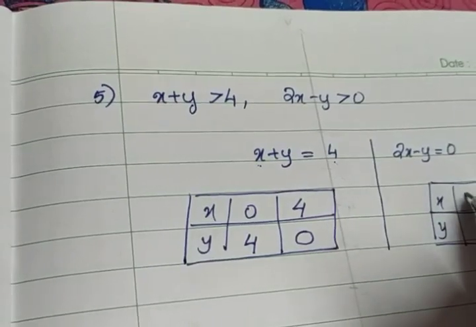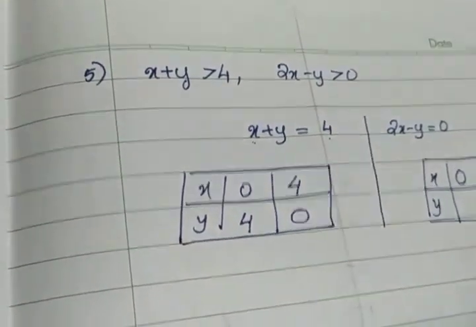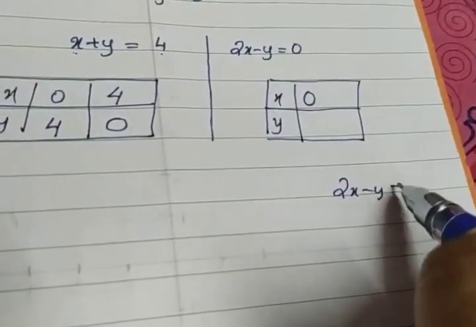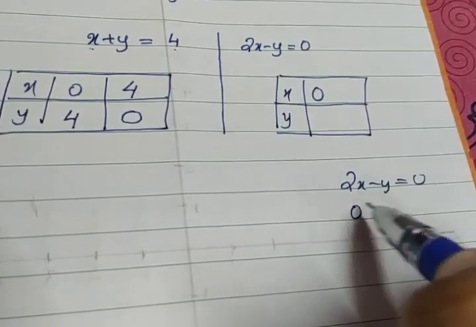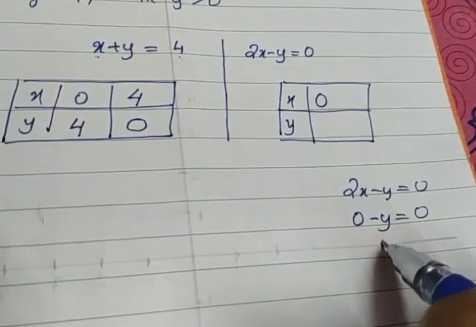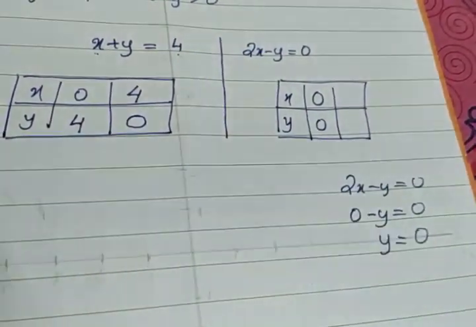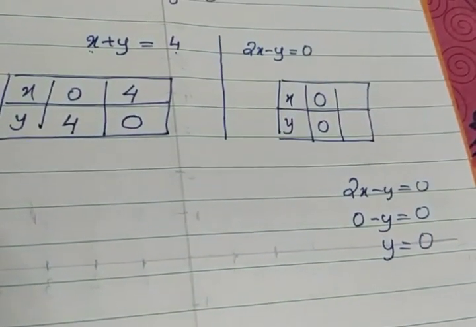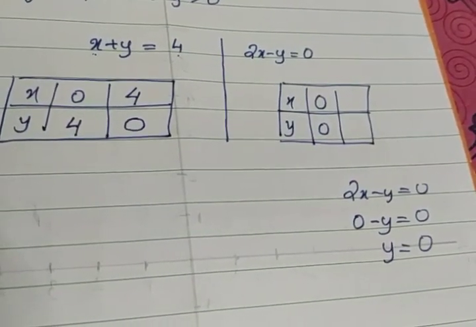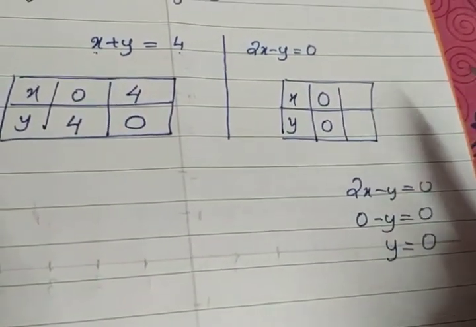when I give the value of x as 0, what happens? The equation is 2x minus y equal to 0, isn't it? When x takes the value 0, 0 minus y equal to 0, giving you y equal to 0. That means x equal to 0, y equal to 0 came on the same point. So we have to substitute another value for x or y to find the next point.